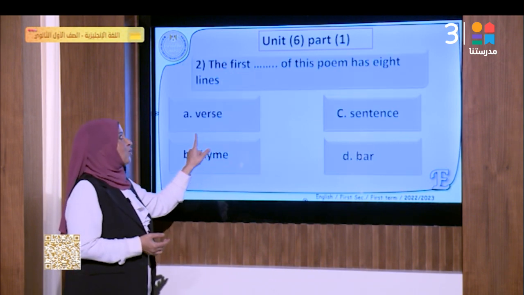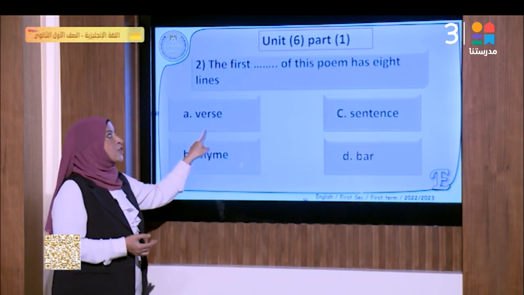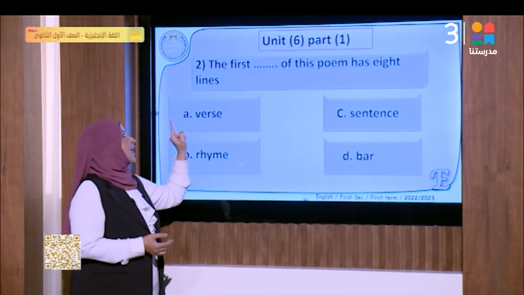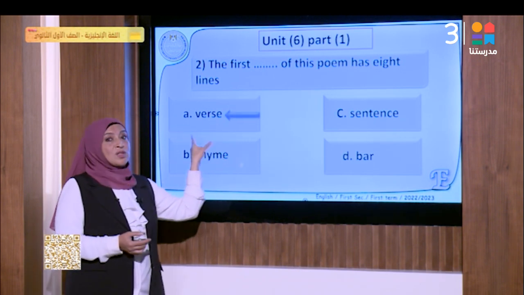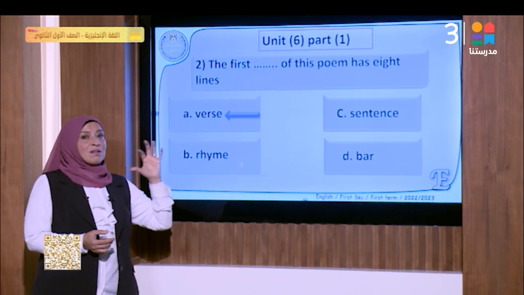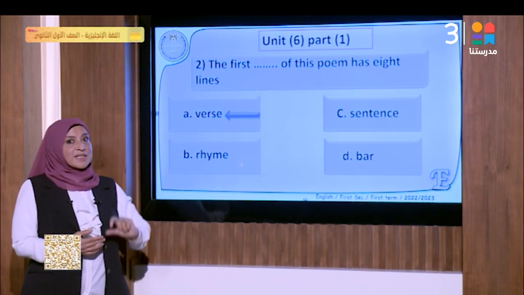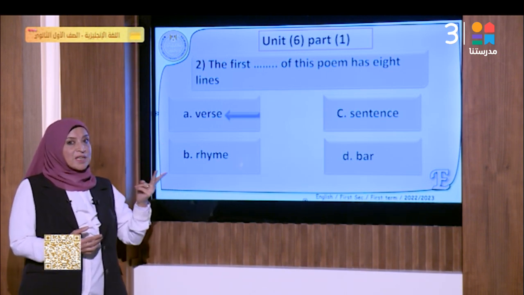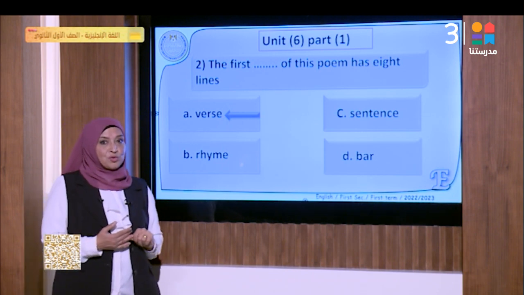Let's have another one. The first verse of this poem has 8 lines. We said that the word verse can be a part of a poem or a stanza. So it has 2 meanings, the word verse, as we have said before.